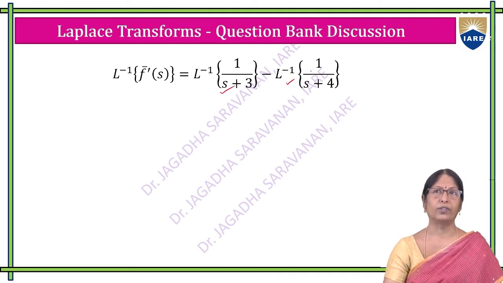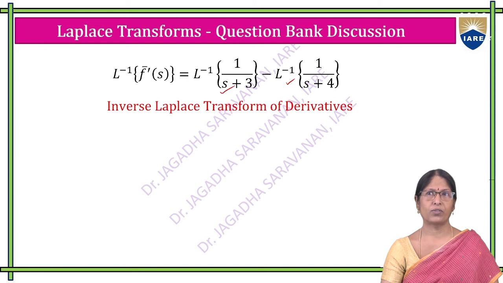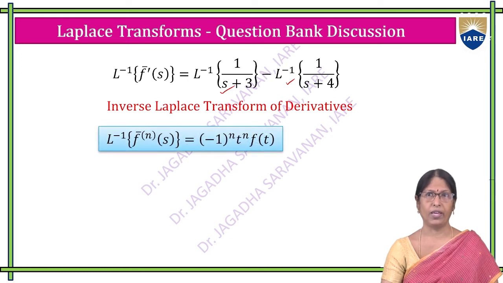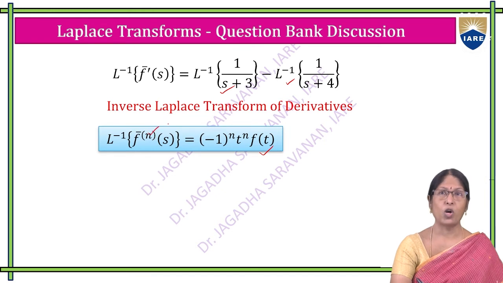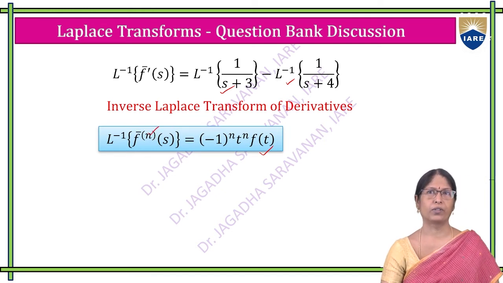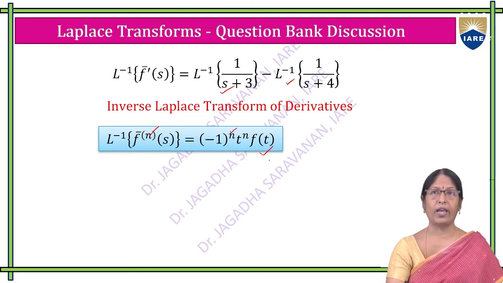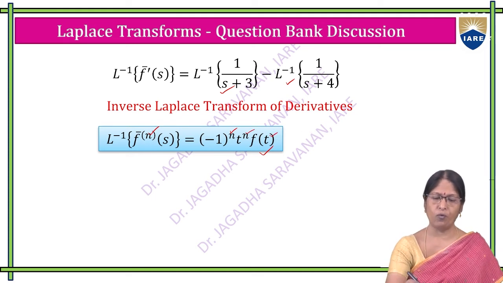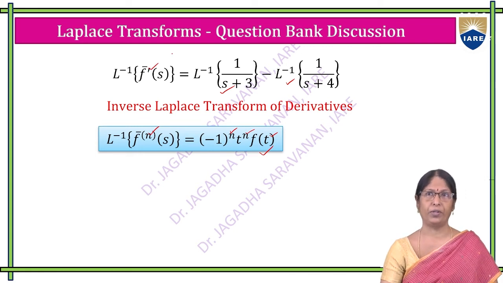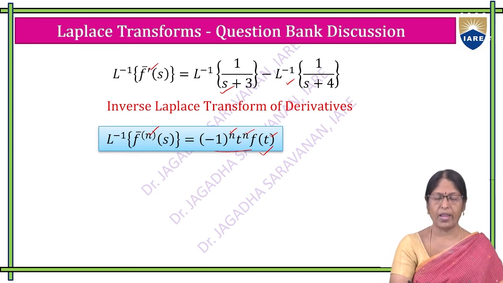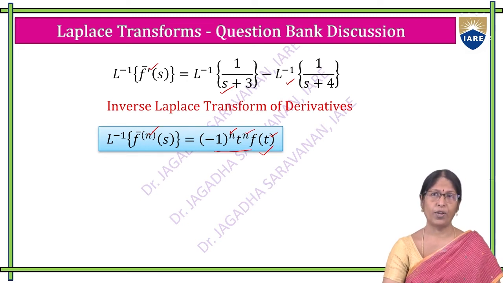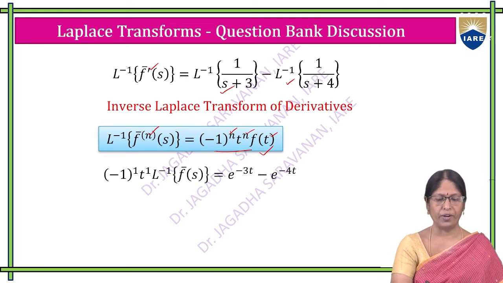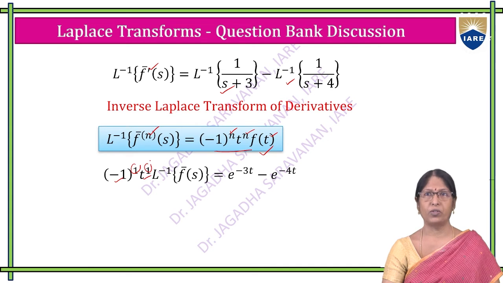So now, here is the inverse Laplace transform of derivative formula. In general, when we take the derivative n times, it is equal to minus 1 power n, t power n, f of t. In our problem, we have done the derivative only one time, so we can replace n by 1 wherever n appears.